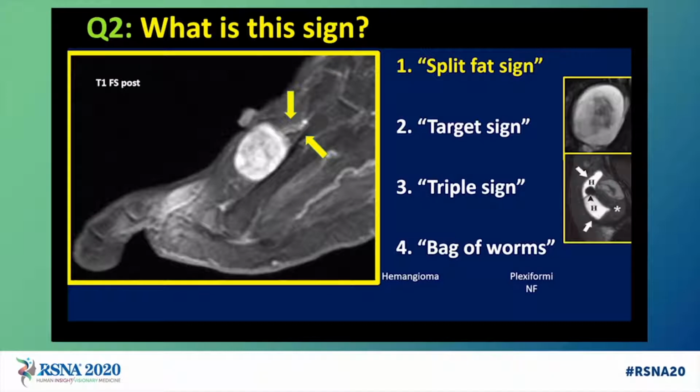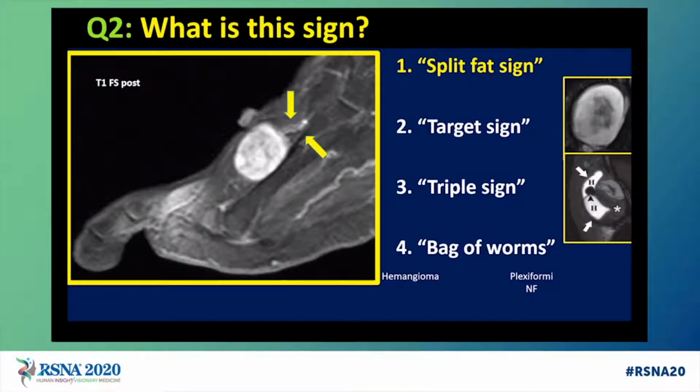The triple sign refers to 3 specific types of signal intensity due to multiple tissue types. In this case, there's hemorrhage, there's a phlebolith, there is little fat, and there's fibrous tissue in synovium, and this is classically seen in synovial sarcoma.